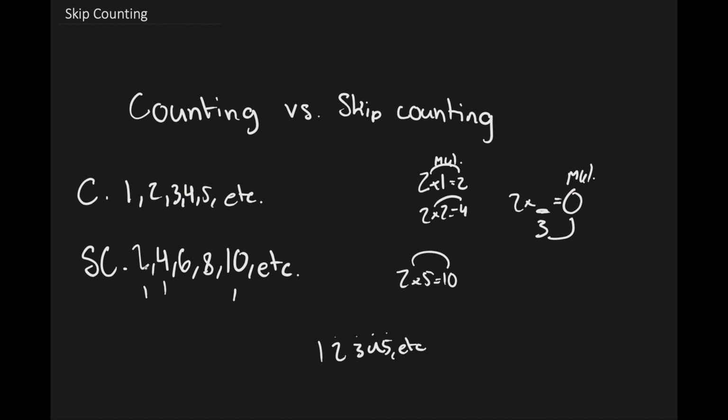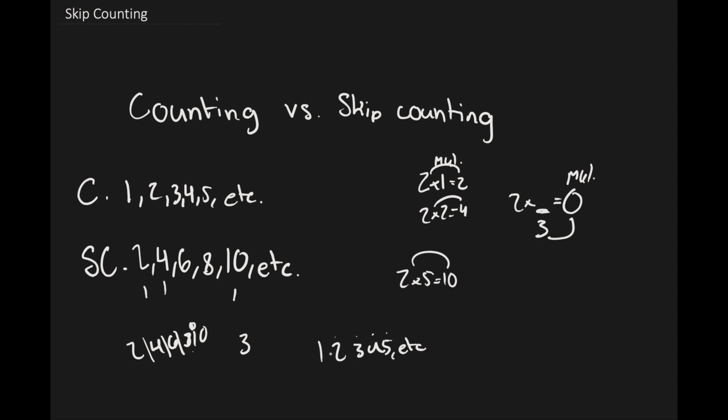Now, are we skipping here? We're starting with 2: 2, 4, 6, 8, 10. After 2 comes 3, but there's nothing there. After 4 comes 5, nothing there. After 6 comes 7, nothing there. After 8 comes 9, there's nothing there. So that's why it's called skip counting, because you're skipping whole numbers. 3 is a whole number, so you're skipping something.